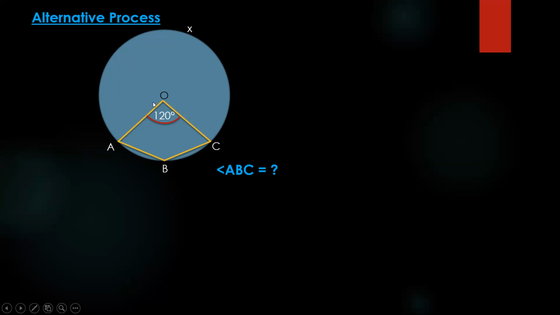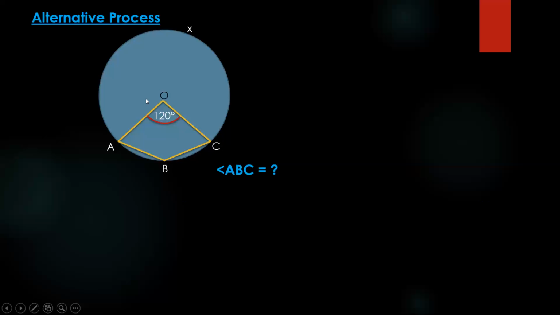Okay, this reflex angle AOC is standing on the big arc. Look at here. This is the major arc AXC. Now, once again, I'm telling you, reflex angle AOC is standing on the big arc AXC, right? If you look at the angle ABC, look at here. This is the inscribed angle. And this is also standing on the big arc AXC, right?